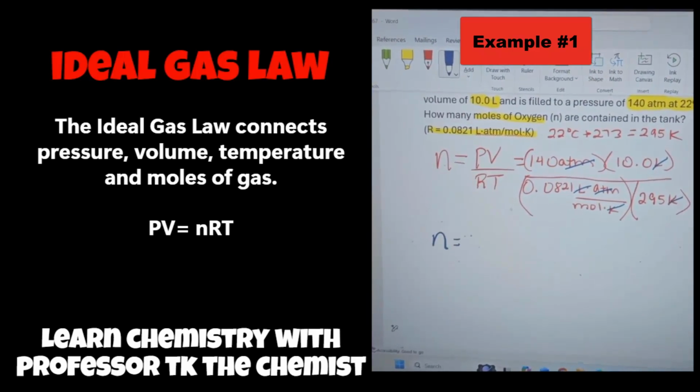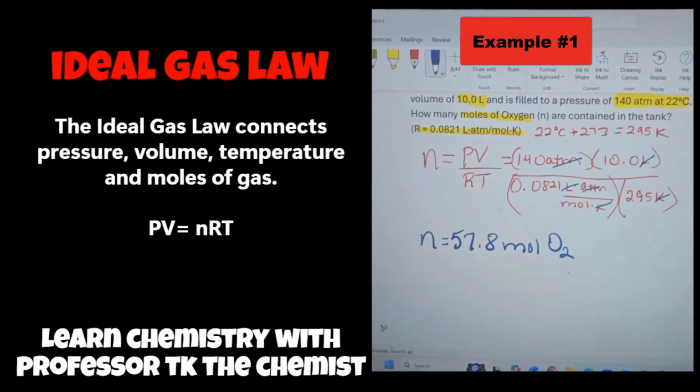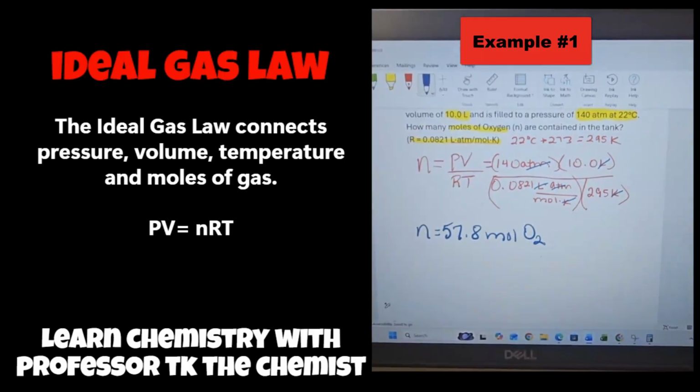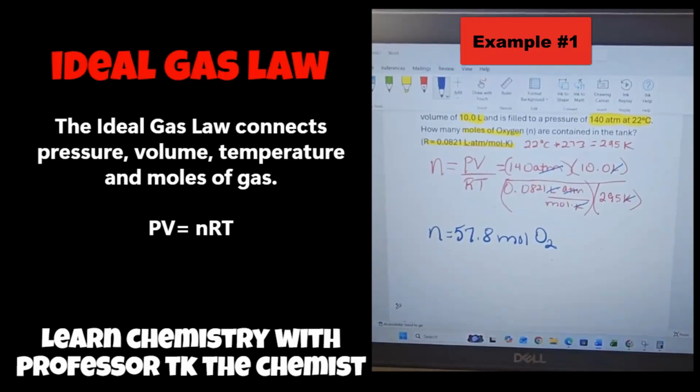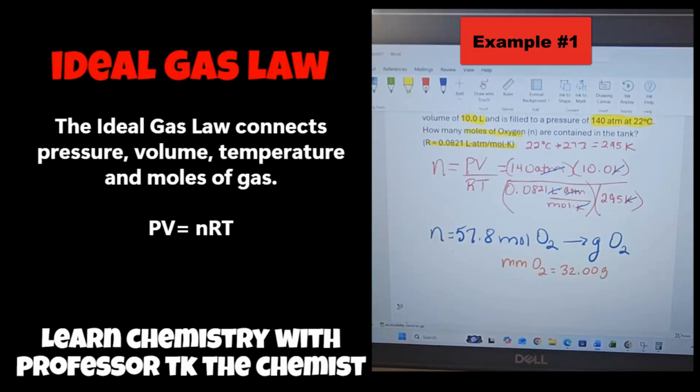57.8. Now let me tell y'all a little secret. Moles of oxygen. If I wanted to have you all do something extra to this problem, I could very well say, give me my answer in grams. How many grams of oxygen? And in order to find the grams, you need the molar mass of O2, which is 32.00 grams. How did I get that? Because 2 times 16 gives you that.